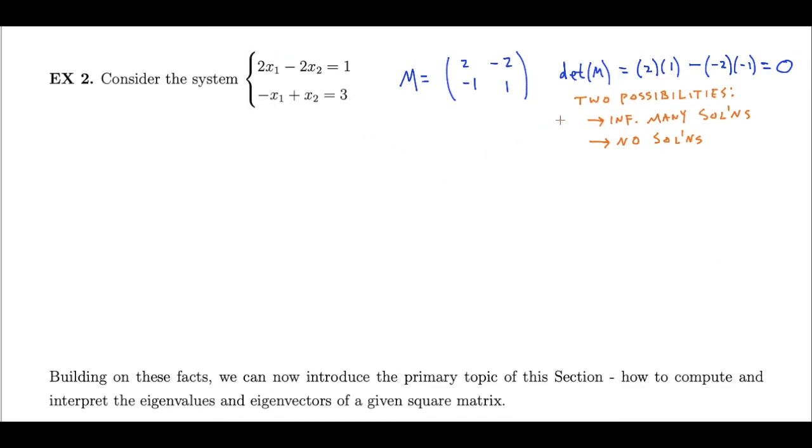Well, which of these two cases is actually true for this particular system? That depends on the choice of this b vector. In this particular case, we have the vector (1, 3). Let's go ahead and work through the steps necessary to solve this system, and that will indicate which of these two cases we're in.